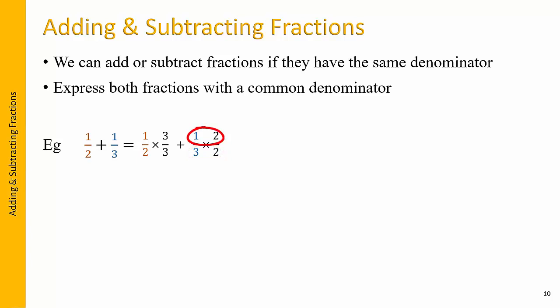the numerator by 2. When we multiply by 3 over 3 or 2 over 2, we're really multiplying by 1, so we're not changing the size of those fractions. We're getting equivalent fractions. So 1/2 is the same as 3/6, and 1/3 is the same as 2/6. Adding those parts together, 3/6 and 2/6, will give us 5/6.